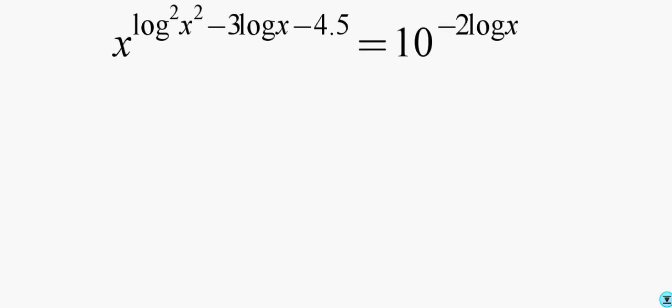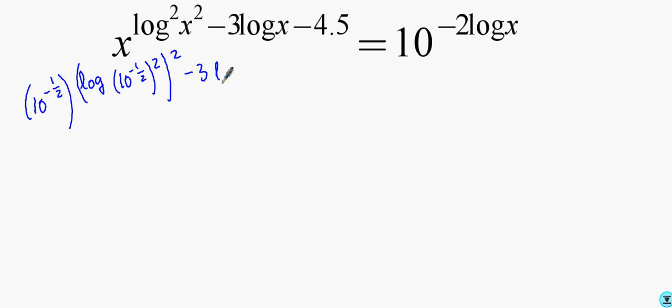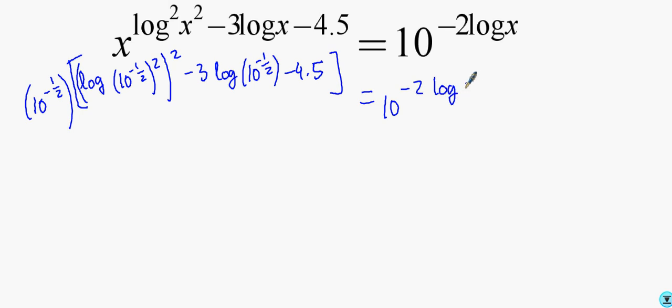So we're saying that 10 to the negative 1/2 to the power of log of 10 to the negative 1/2 squared, all that squared, minus 3 log of 10 to the negative 1/2 minus 4.5. This is all parentheses, should equal 10 to the negative 2 times log of 10 to the negative 1/2.